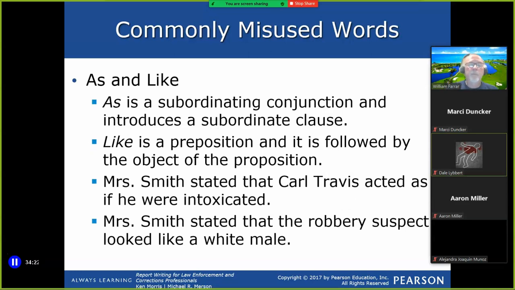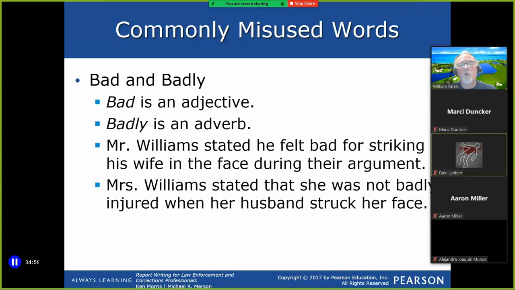The same kind of thing happens with the words as and like. So as is a subordinating conjunction and introduces a subordinate clause, and like is a preposition, and it's followed by the object. So examples here would be Mrs. Smith stated that Carl Travis acted as if he were intoxicated, or Mrs. Smith stated that the robbery suspect looked like a white male. So you can see the difference, okay? But these are, again, common words that people mess up all the time.